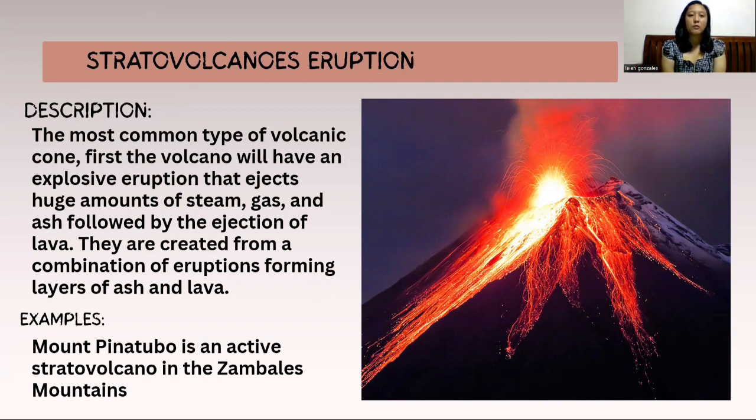First, the volcano will have an explosive eruption that ejects a huge amount of steam, gas, and ash, followed by the ejection of lava. They are created from a combination of eruptions forming layers of ash and lava. The best example of it is Mount Pinatubo, an active stratovolcano in the Zambales Mountains.